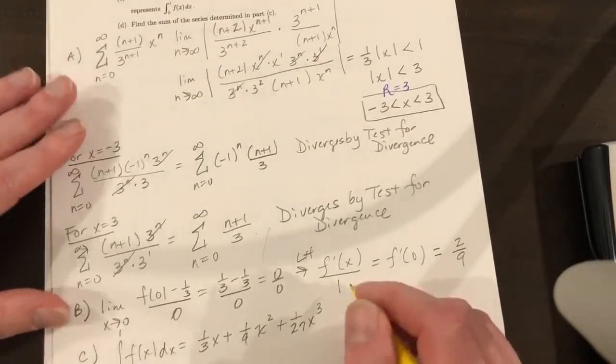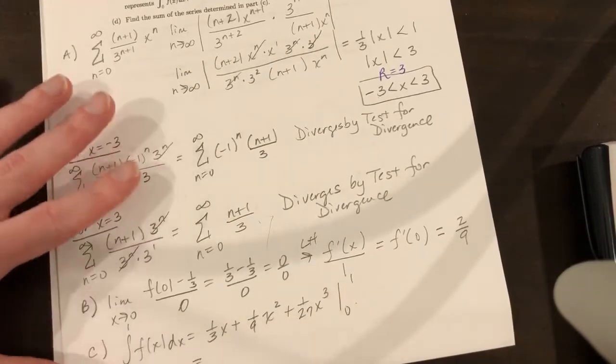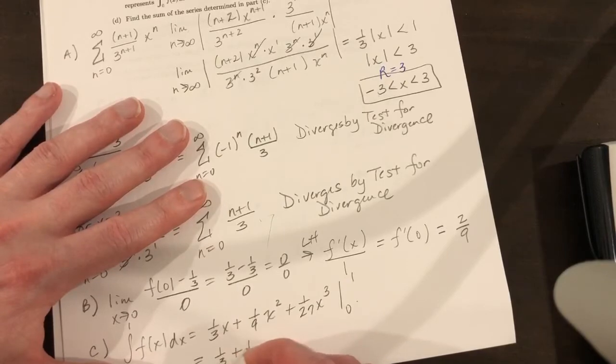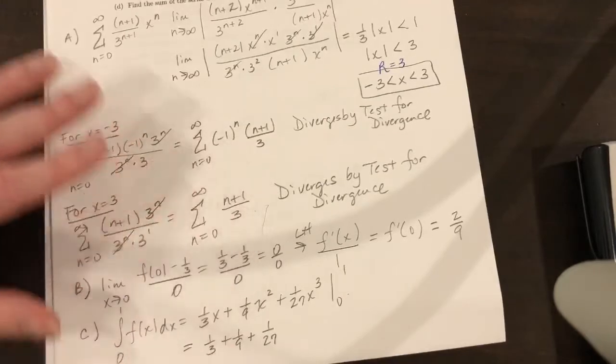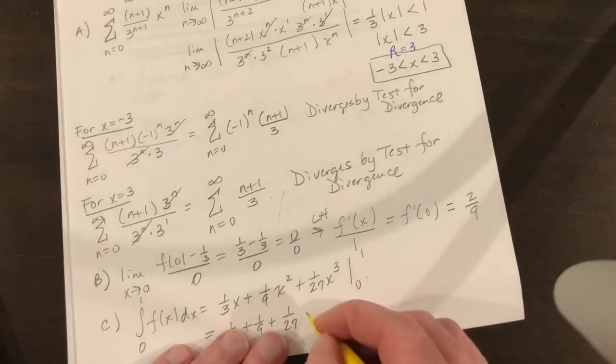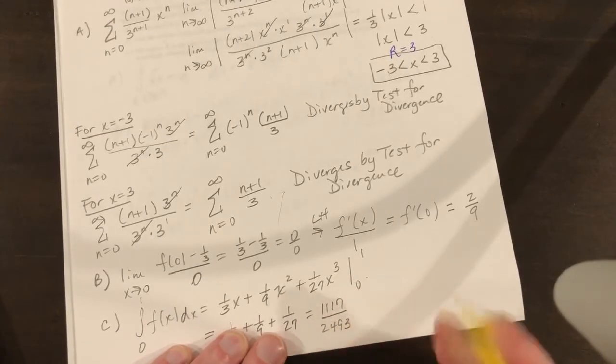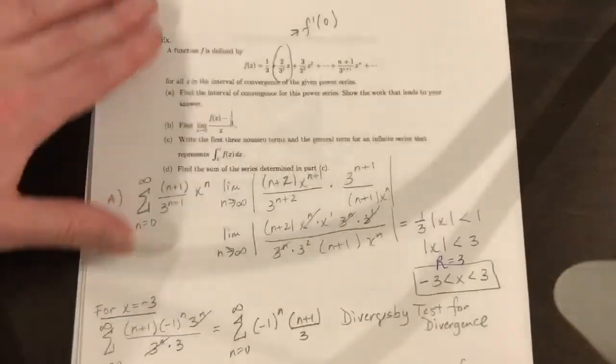Okay, now it says you want to evaluate it from 0 to 1. So if I plug in a 1, I get 1/3 plus 1/9 plus 1 over 27. If I plug in a 0, I get 0. So putting this in the calculator, you get 1117 over 2493. And it says you want to integrate the general term.